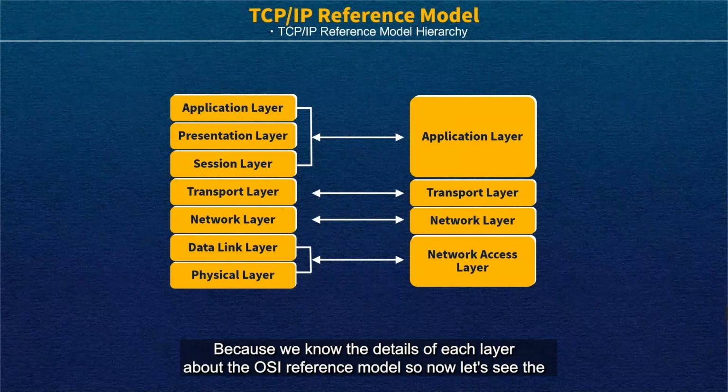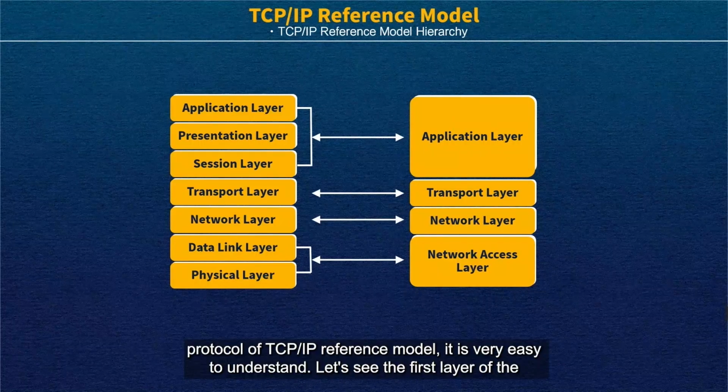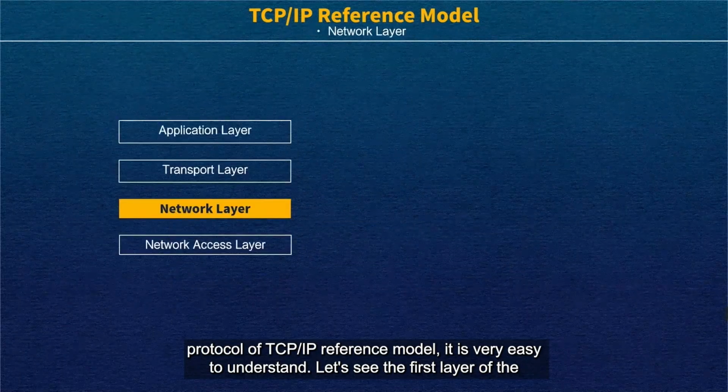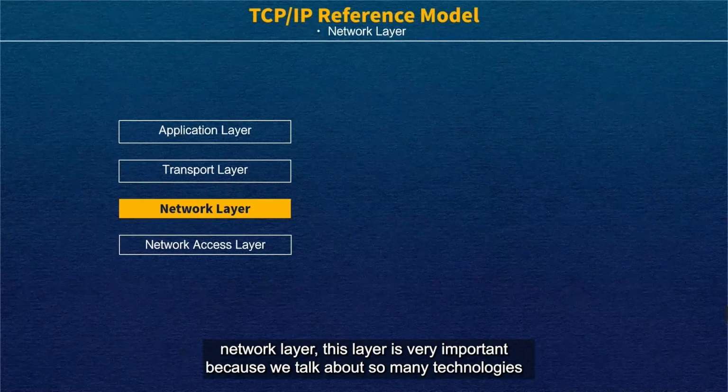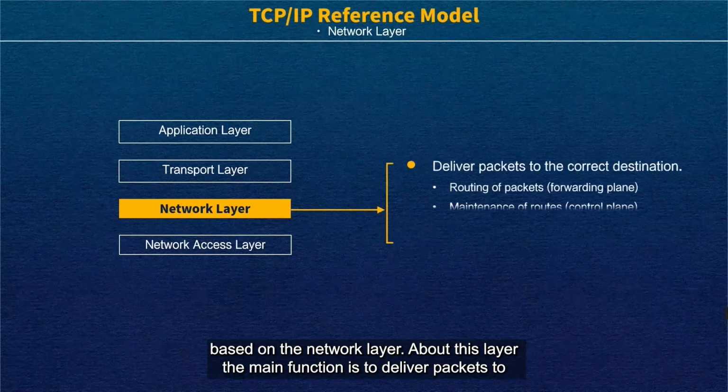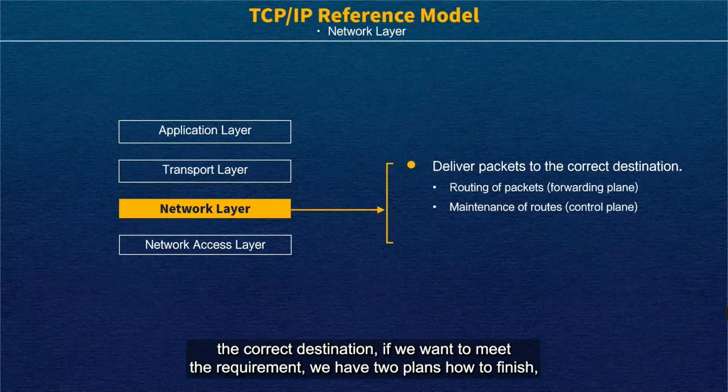Because we know the details of each layer of the OSI reference model, the protocols of the TCP/IP reference model are very easy to understand. Let's start with the first layer, the network layer. This layer is very important because we talk about so many technologies based on the network layer. The main function of this layer is to deliver packets to the correct destination.